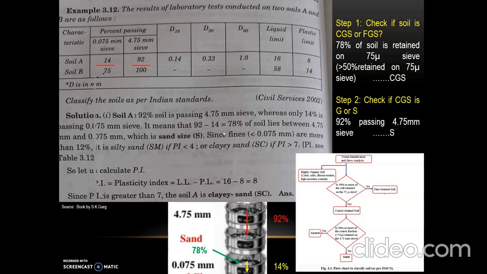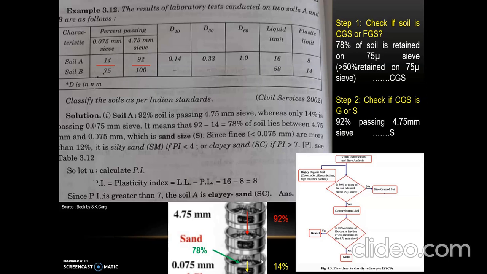Now this step can be understood well from this figure. Here we can see the sieve sizes, that is 4.75 mm sieve and this is 0.075 mm sieve. In the problem, it was mentioned that percent passing through 4.75 mm sieve is 92%. So that is what is shown with this red arrow. So 92% of the soil is passing through 4.75 mm sieve. And percent passing through 0.075 mm sieve is 14%.